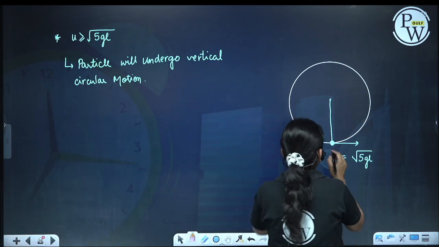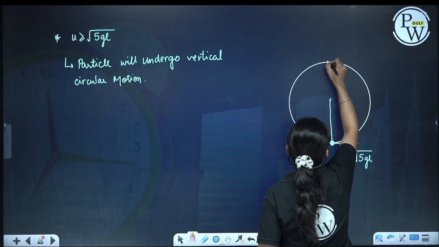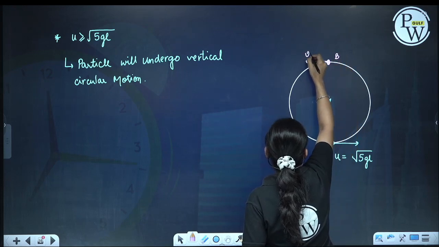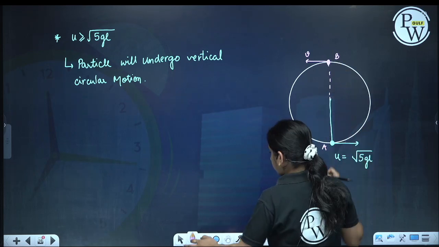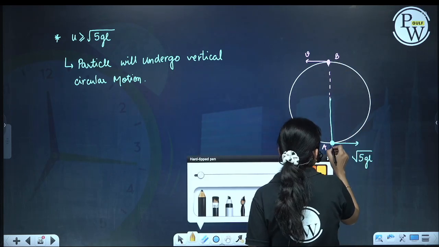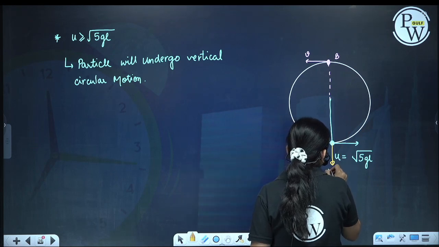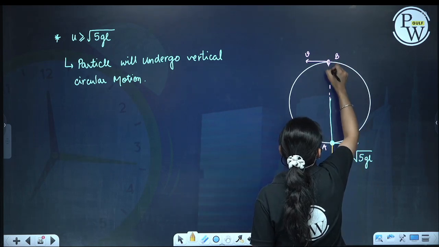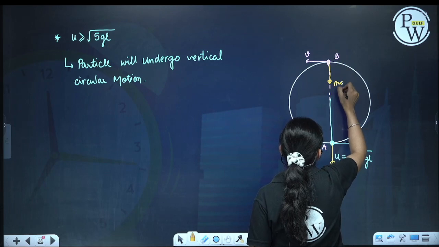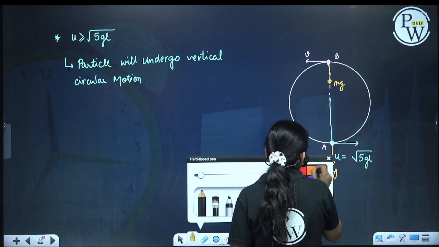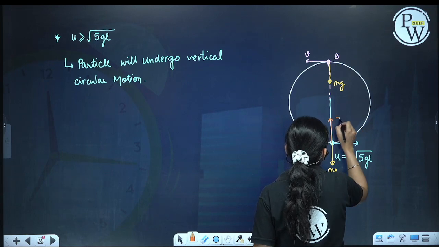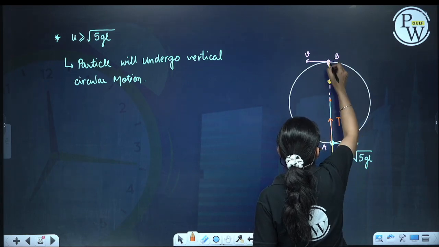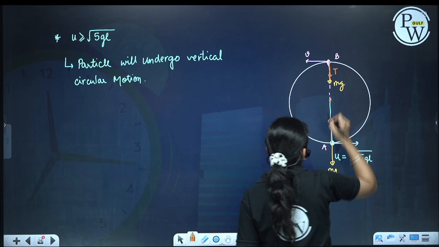Now let us name 2 points, A and this topmost point B. At B it is having some speed V. Now draw the forces. Mg is acting downwards here, and here also mg is acting downwards. Here tension T will be acting upwards towards the string, and here tension T will be acting downwards towards the string.